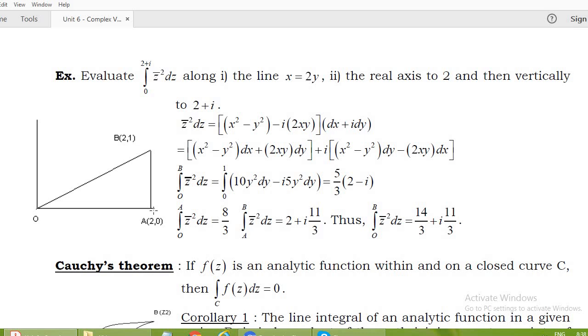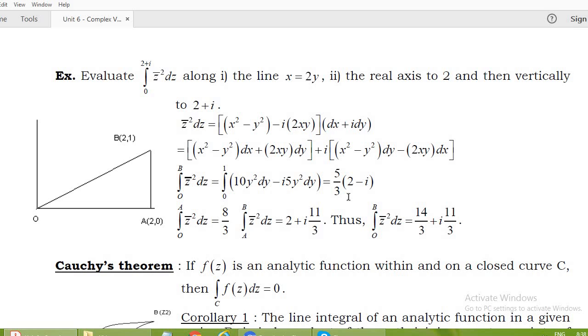Then evaluating the integral from A to B, equation of this line A to B is x equal to 2, and therefore dx will be equal to 0. We simplify, and now the limits of y will be 0 to 1. We are getting the answer 2 plus i times 11 by 3. And the second integral from origin to point B along this path is coming as 14 by 3 plus i times 11 by 3.